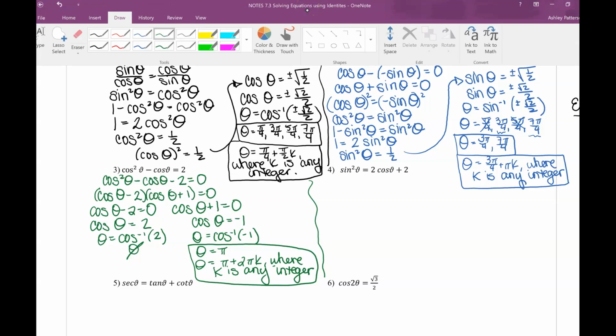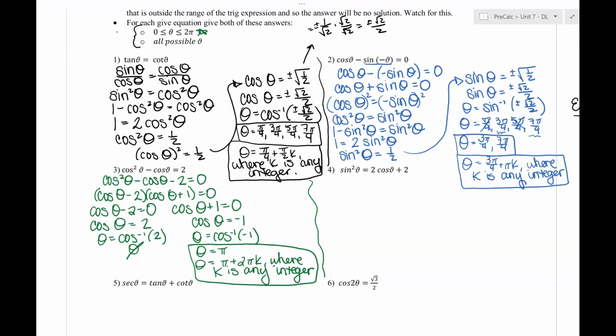Sorry, guys. Okay. So this next one, we've got sine squared theta equals 2 cosine theta plus 2. Right away, I see that I have a sine squared and a cosine theta. I need to try and get them to be the same trig function, so I'm going to use the Pythagorean identity again. I'm going to substitute 1 minus cosine squared theta in for sine squared, and that equals 2 cosine theta plus 2.